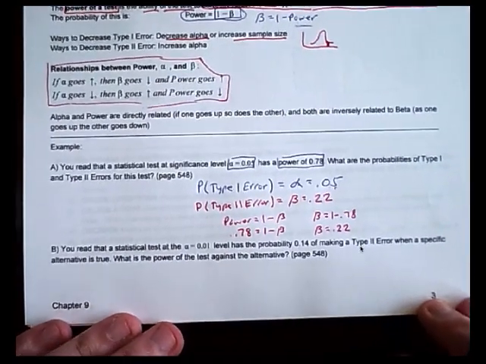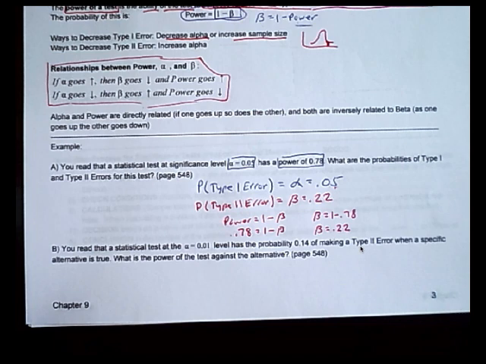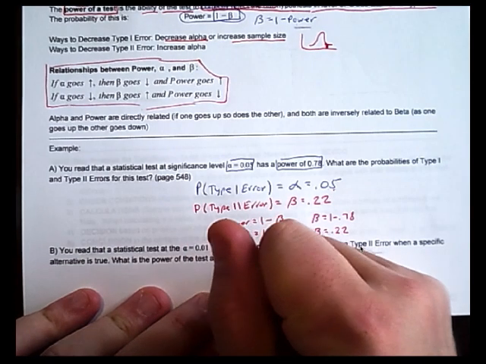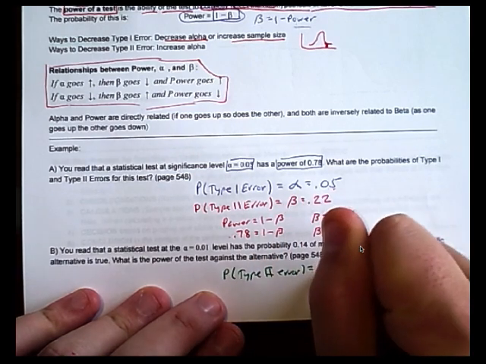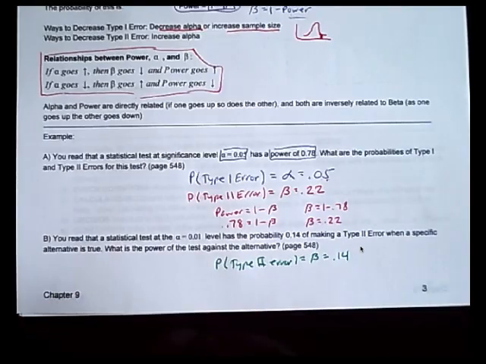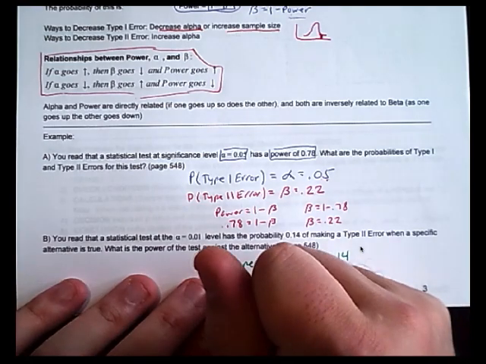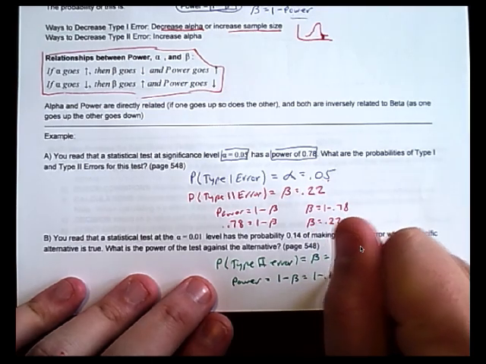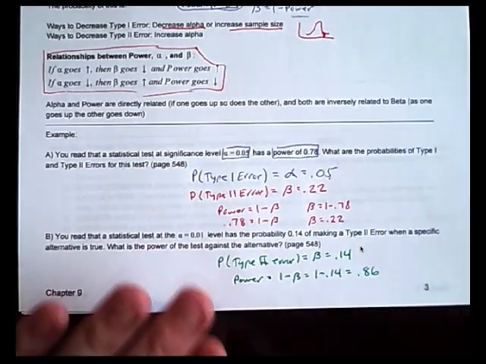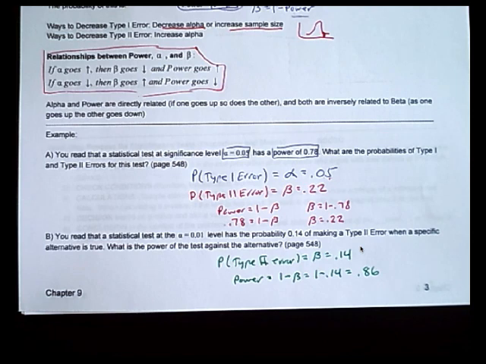So let's do part B. It says that you read that a statistical test at the alpha equals 0.01 level has probability 0.14 of making a type 2 error. So the probability of a type 2 error equals beta equals 0.14. There's a 14% chance of making a type 2 error. Okay, what's the power of the test? So they're asking me for power. So that'll be just 1 minus beta, or in this case 1 minus 0.14. That's 0.86. The power of the test is 0.86, which is a pretty strong power level.